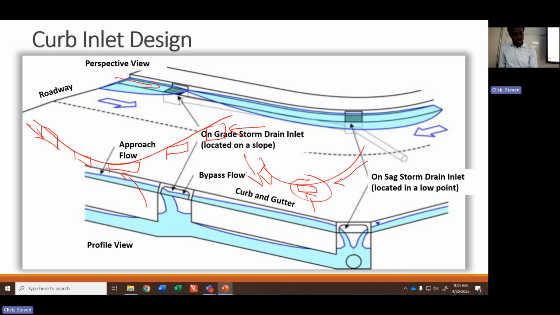We also have the thing called the bypass flow. You realize that before I talked about intercepted flow. That's the water that's actually collected by the inlets, but some will flow over the inlets onto the next inlet. So that volume of water is called the bypass flow.